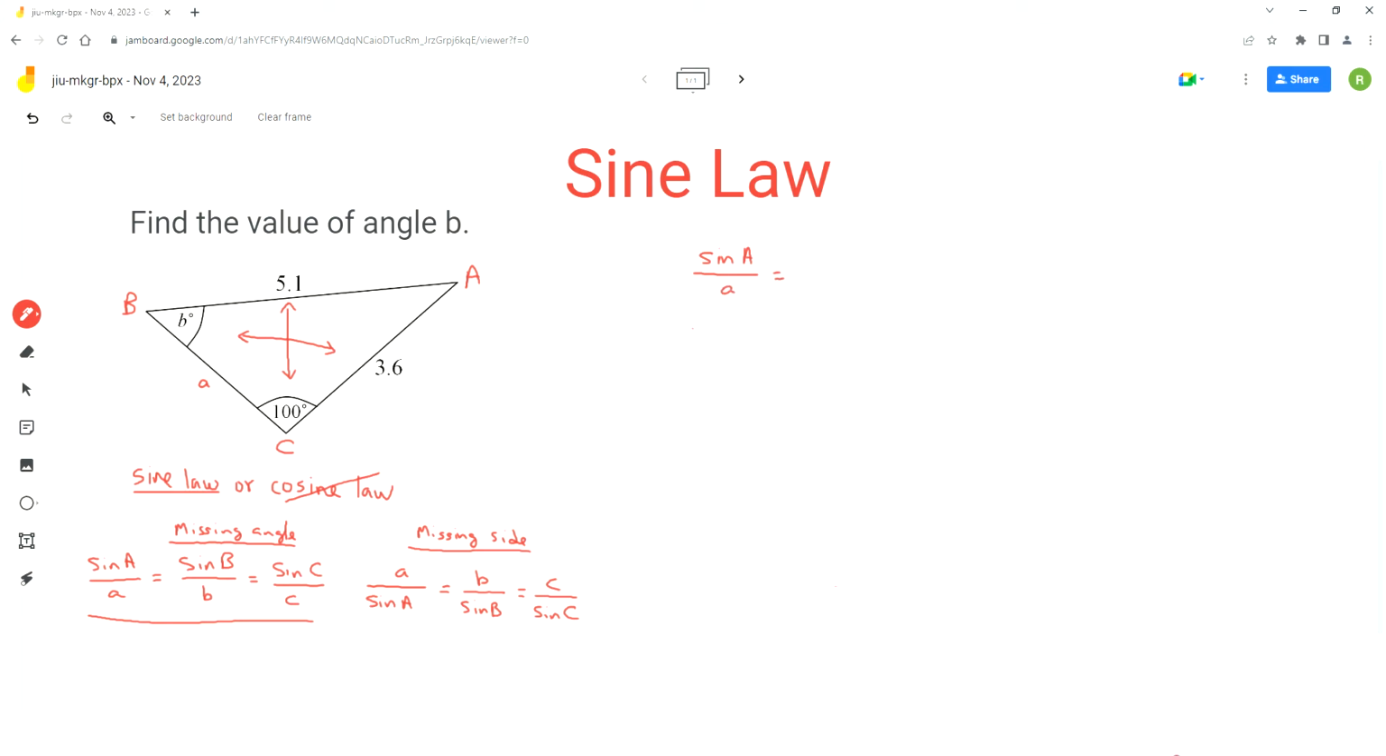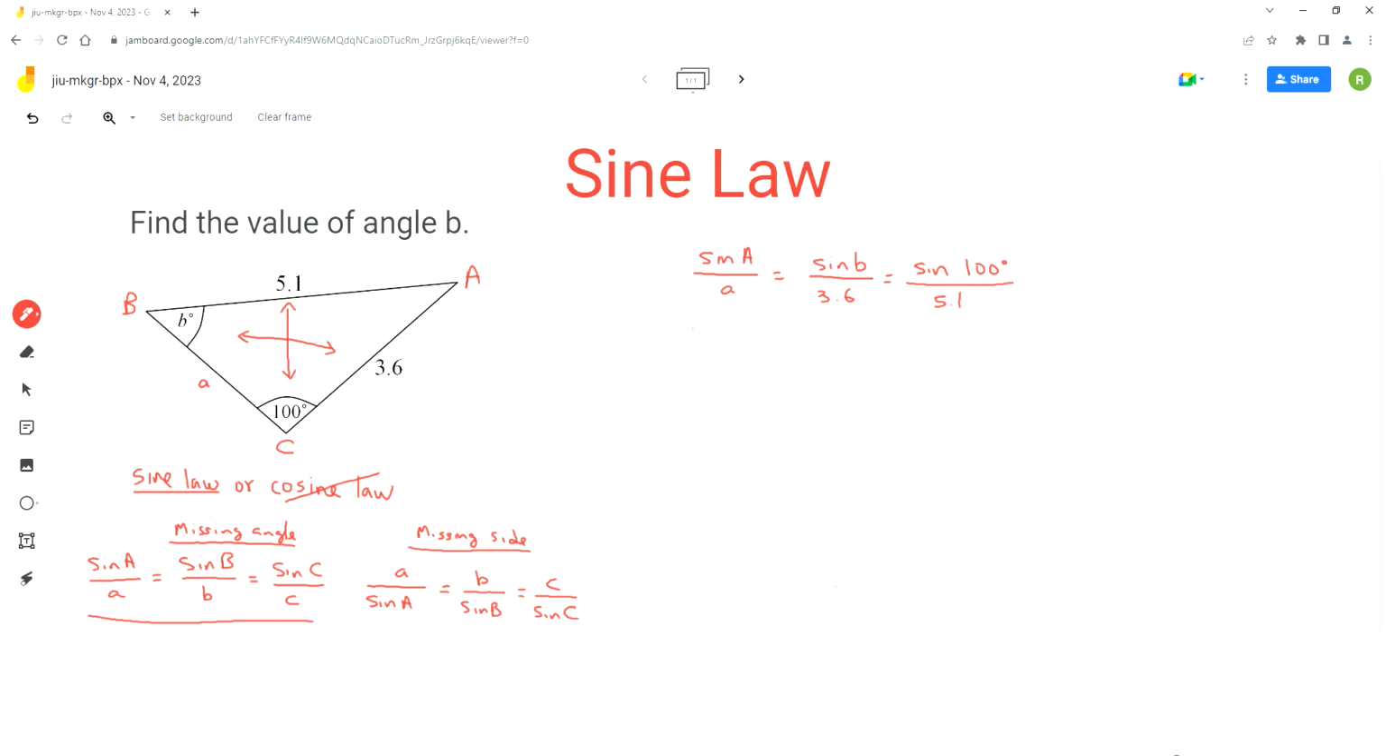equals, now sine of angle B, so we can use the lowercase b because that's the given variable for it, and the side B is the one opposite to angle B, which is equal to 3.6, equals sine of, now angle C is given as 100 degrees and the side length opposite 100 degrees is 5.1. So this is the sine law equation with all the given values.